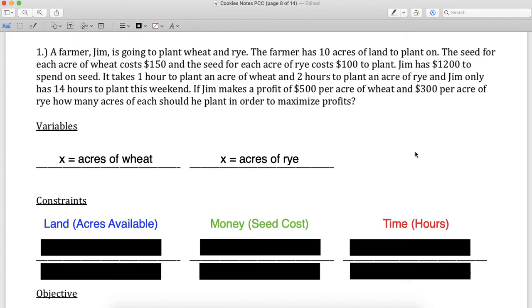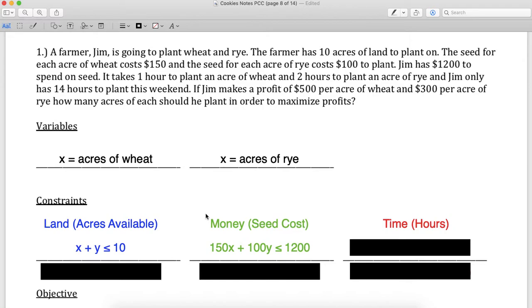All right, as far as land goes, we know that Jim has 10 acres of land. So when you combine all of his acres of wheat and all of his acres of rye, he has to stay at or below 10 acres because that's all he physically has to plant on. So our first inequality is just going to say x + y ≤ 10. Now for our money. He has $1,200 to spend on his seed. We know that wheat costs $150 and rye costs $100. So that total, $150 for every acre of wheat and $100 for every acre of rye, has to stay at or below $1,200.